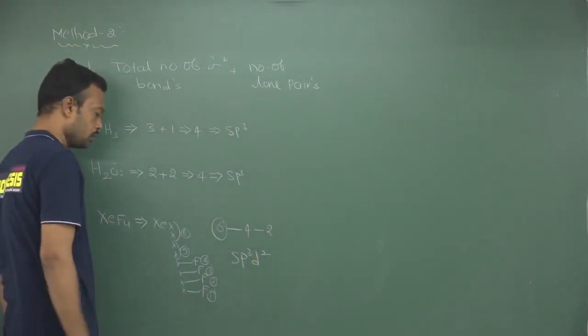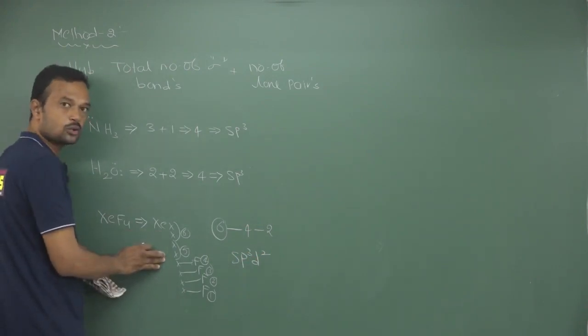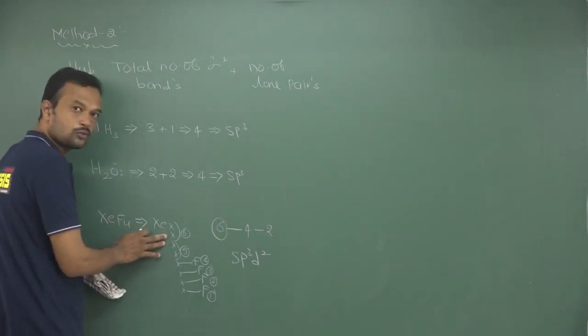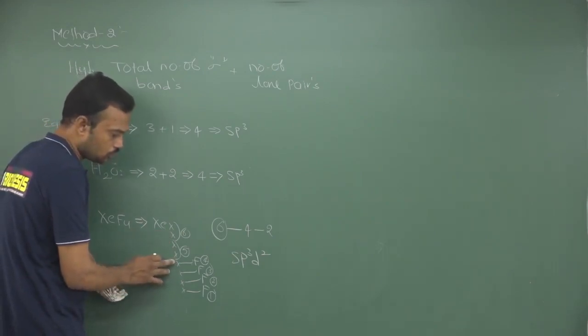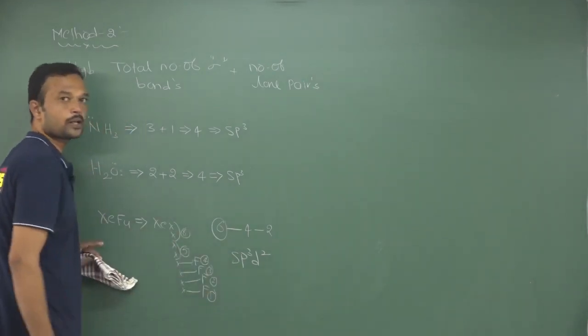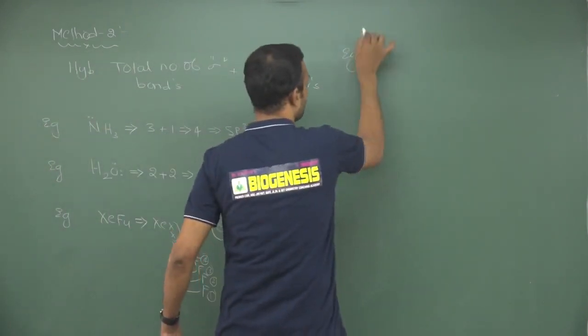Okay. So mostly you may get an octahedral. If 2 lone pairs are present, we should ignore them when describing the structure of that molecule. We should consider only the bond pairs. So based on that we can say it is a square planar molecule. Okay.